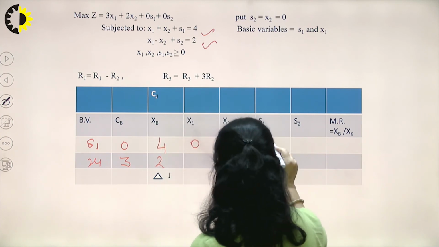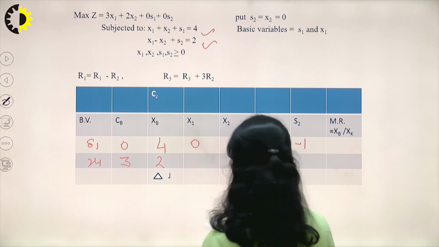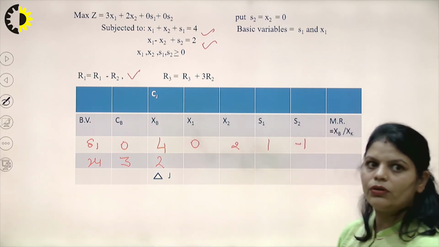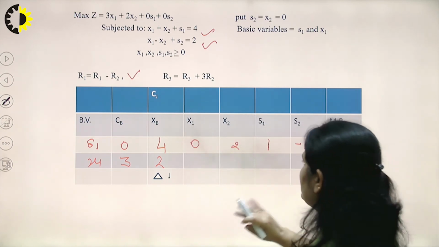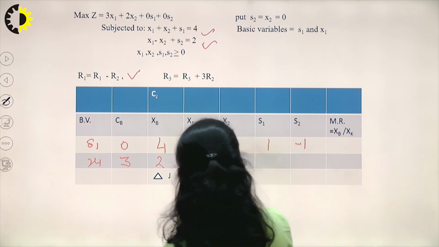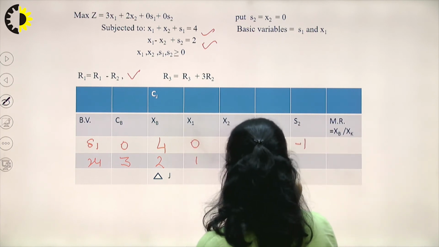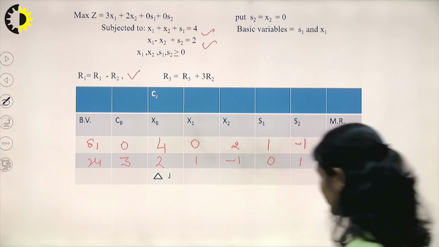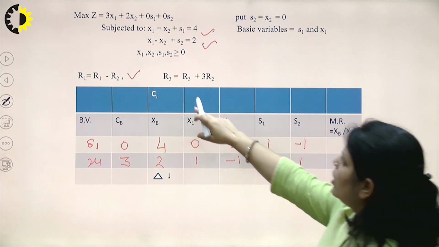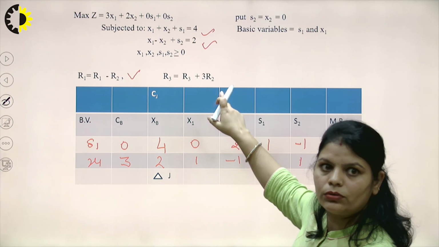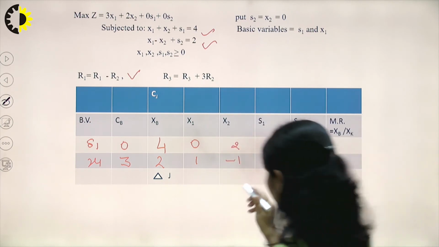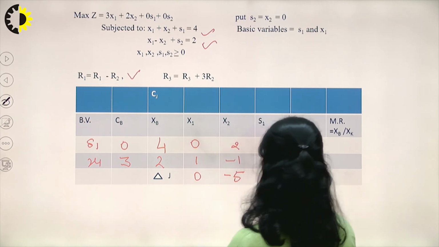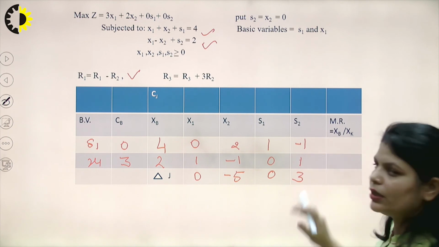This will become 2. This will become 1 and this will become -1 because of this R1 minus R2. R1 will become R1 minus R2 and this will be same R2. Okay, this is in reference with the last slide. And our R3 will become R3 plus 3R2. So we will get 0, minus 5, 0 and 3 here. Clear? After that we can find out the minimum ratio.